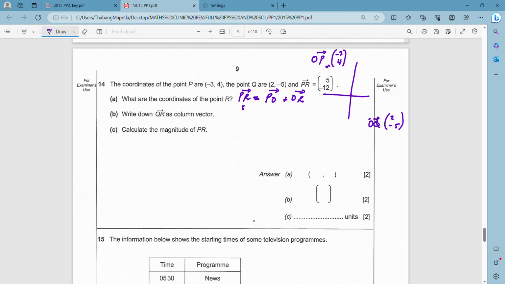And then we are told that PR is 5, -12. So 5, -12 is equal to PO plus OR. PO is simply OP but negated. You're going to negate this to get PO, so it's going to be 3, -4. We are multiplying by negative. Plus OR. We don't know OR. OR is going to be XY. We're just calling them XY, and then we are making XY the subject. So we take 3, -4 to the other side. So therefore, we're going to minus. So it's going to be 5, -12 minus 3, -4.